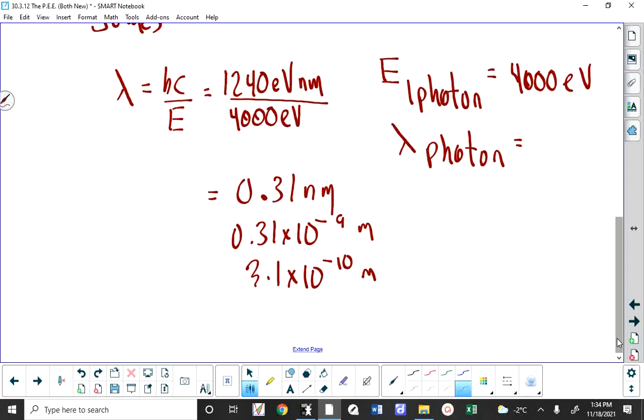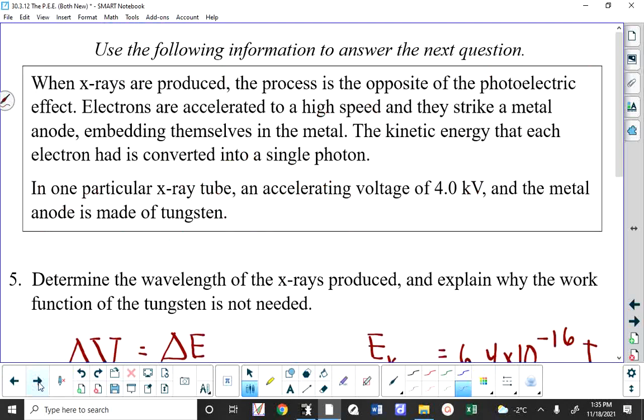We're kind of done. I want to make a point here before we answer the last part of this question. Although I have seen this question on diploma exams where they basically tell you everything that's in the box, I've also seen questions where they just say, in an X-ray tube, if the accelerating voltage is 4,000 volts, what's the wavelength of the photons? So you're kind of expected to know that this is the process.